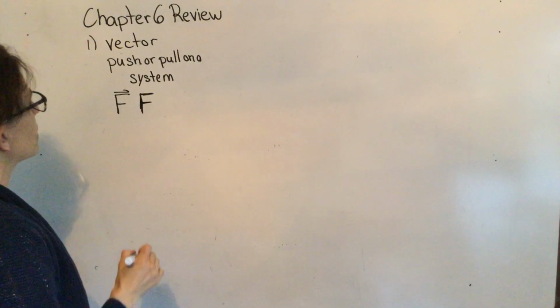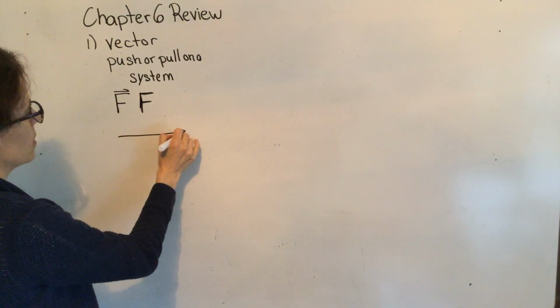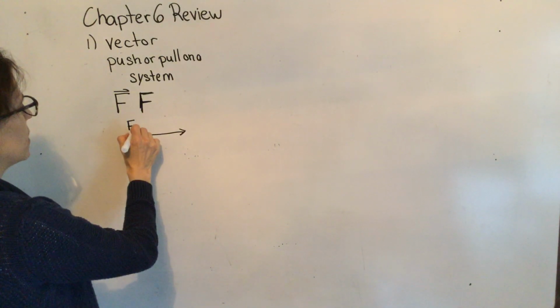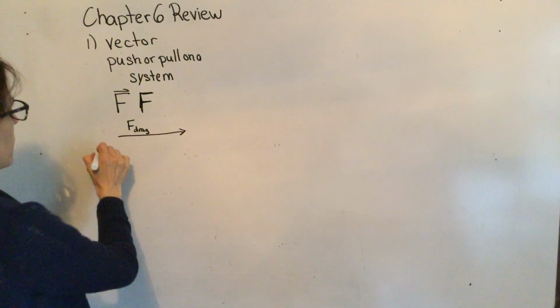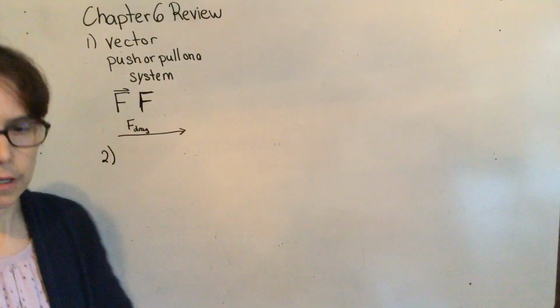Okay, and the last thing is, let's draw a force vector, right? We could say this is the force of drag, all right, or the force of whatever you want to label it as. All right, so we draw an arrow. Number 2, list the 4 mechanical contact forces and give an example of each.